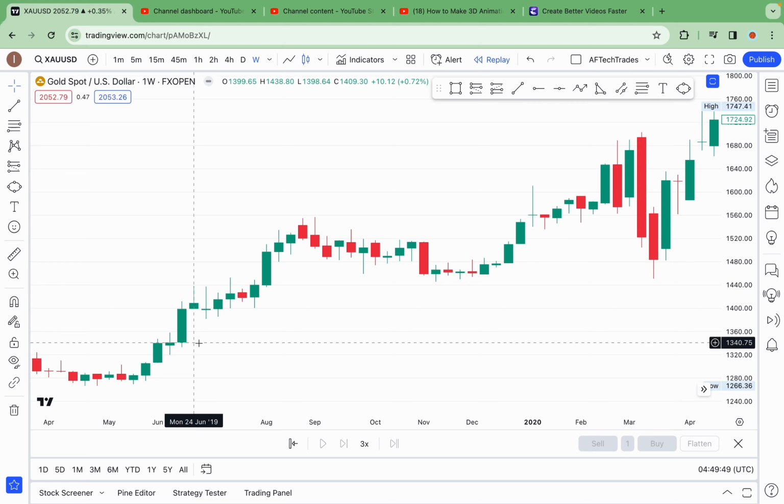I don't know whether it went up first or down first. It opened at 1340, went as low as 1334, moved forward and went as high as 1411, but eventually closed at 1399.